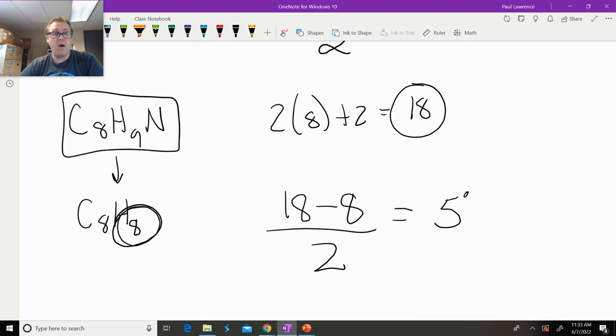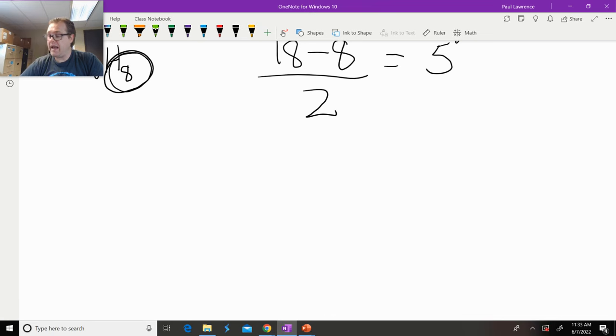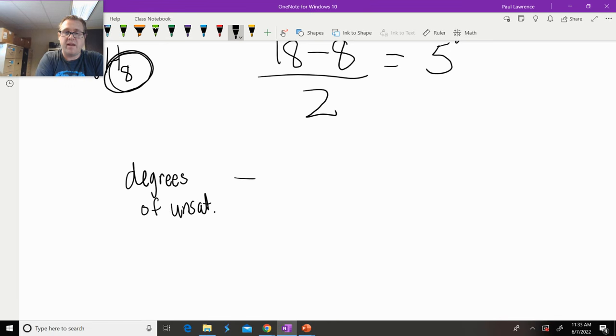That's how I was taught, and that's how I do it when calculating degrees of unsaturation. Now, there is another way to do this, and it seems to me that it's a whole lot easier, but that's not how I was taught. So there's this equation here that we can use. Degrees of unsaturation, I'm just going to abbreviate that, is going to equal this formula.